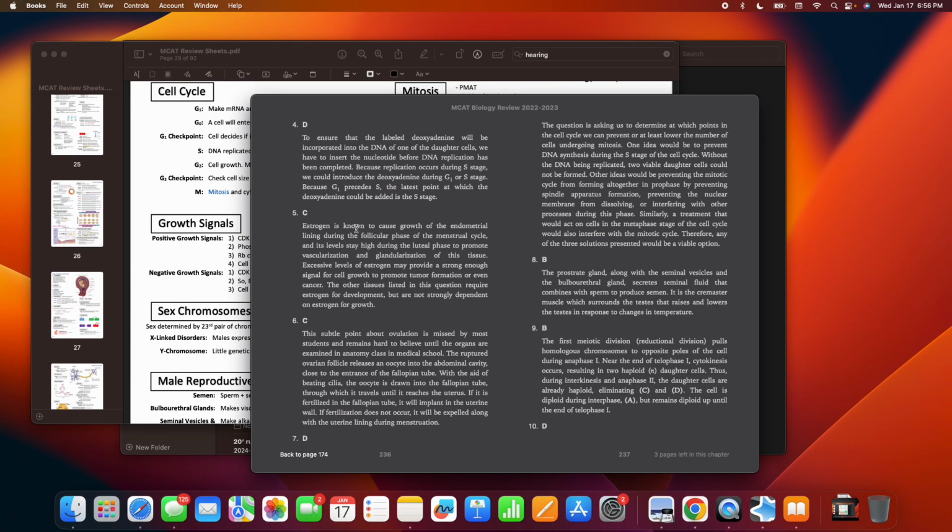endometrium. Estrogen is known to cause growth of the endometrial lining during the follicular phase of the menstrual cycle, and its levels stay high during the luteal phase to promote vascularization and glandularization of this tissue. Excessive levels of estrogen may provide a strong enough signal for cell growth to promote tumor formation or even cancer. The other tissues listed in this question require estrogen for development but are not strongly dependent on estrogen for growth.